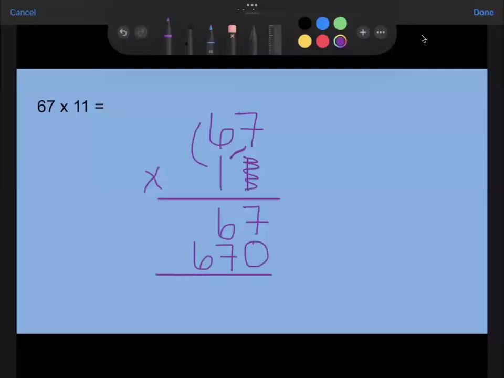Our last step is to add those together. So 7 plus 0 would be 7. 6 plus 7 would be 13. And then 1 plus 6 would be 7. So our answer here would be 737.